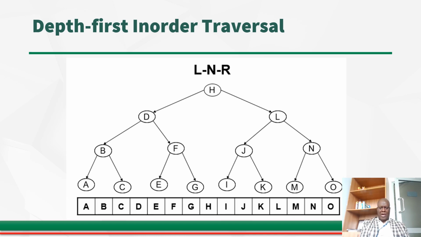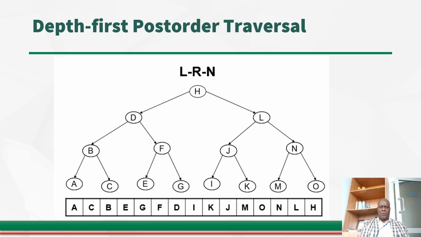After that, you come to L. You go to the left, then you go to the left again, and you come to the right. Then here, N, you go to the left, you come to the node, you go to the right. Here, you come here again, you go to the left, you come to the node, you go to the right. Okay, that is correct.